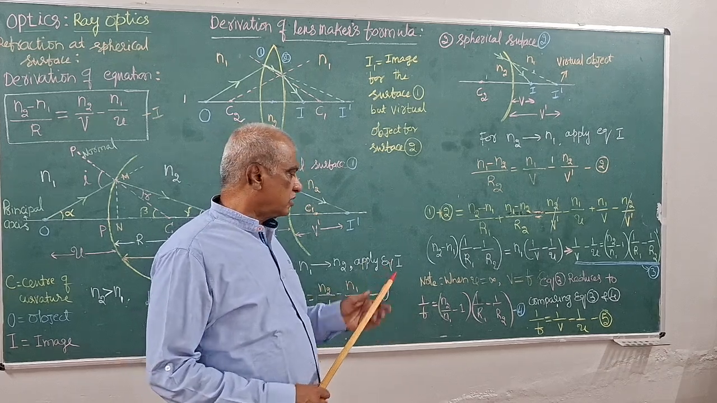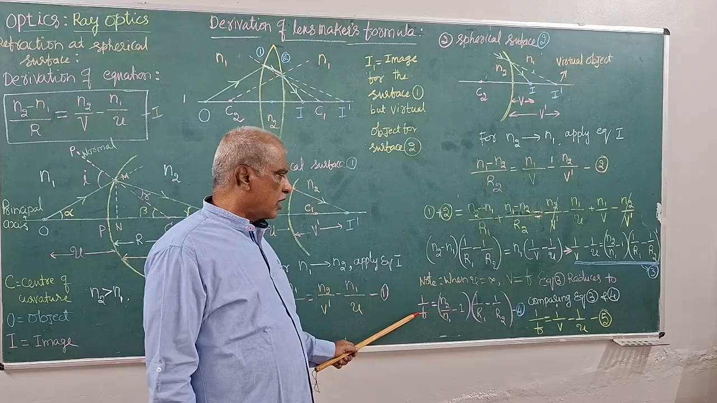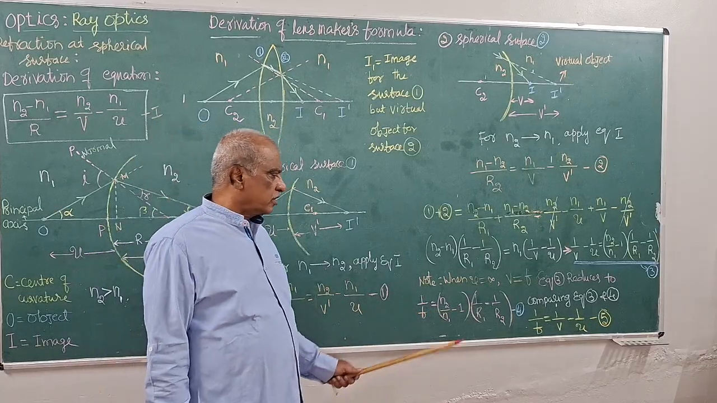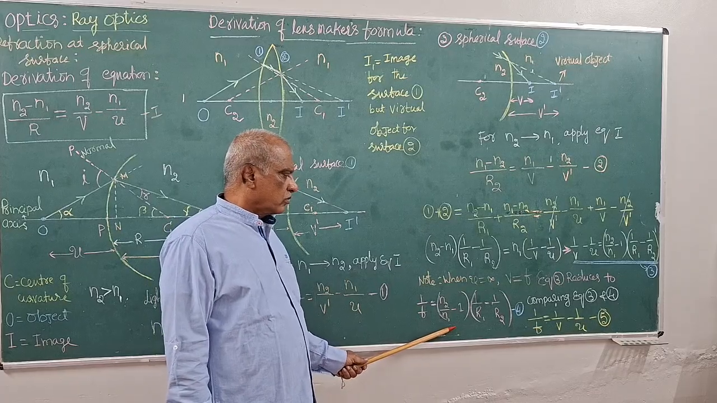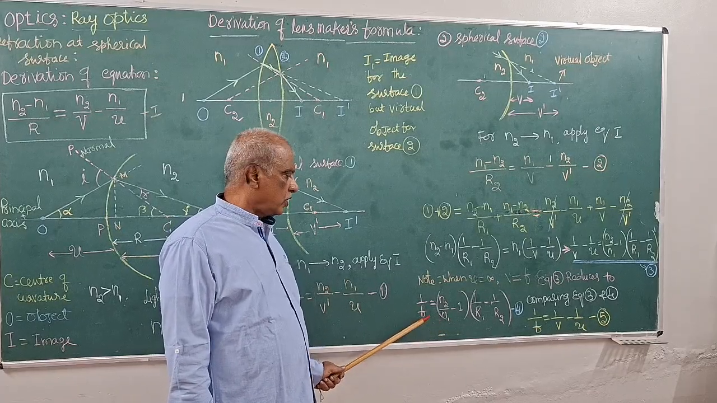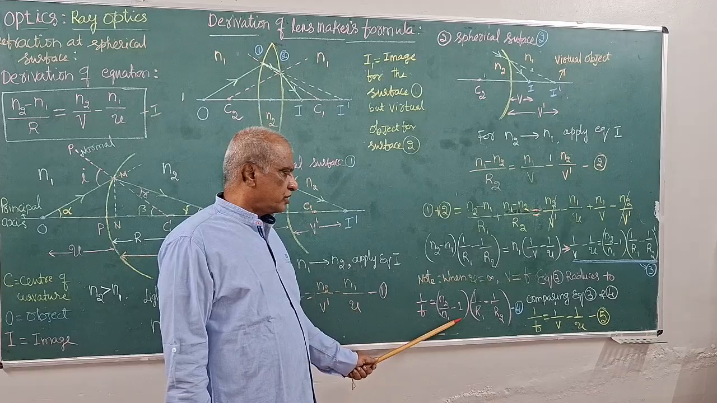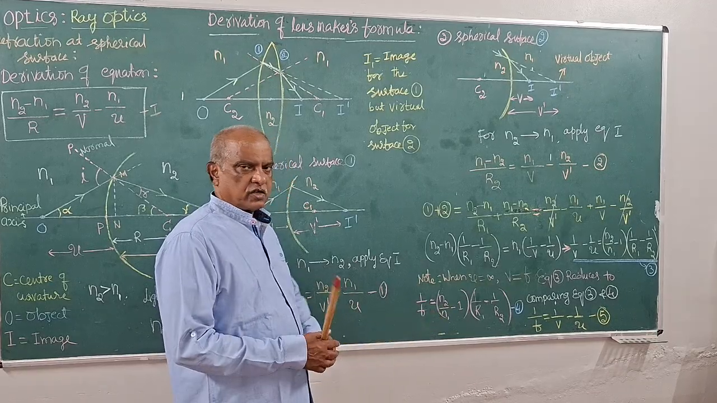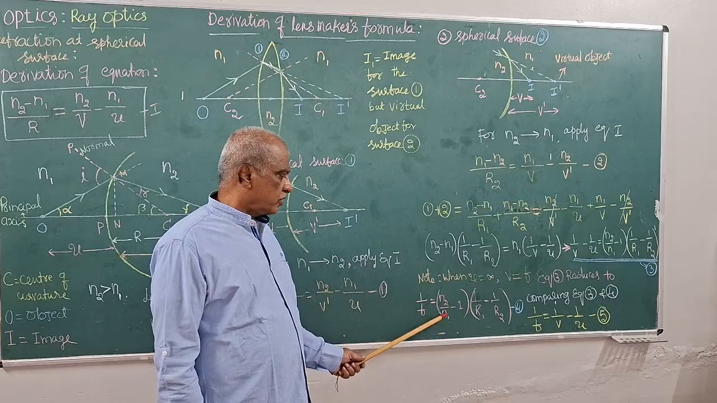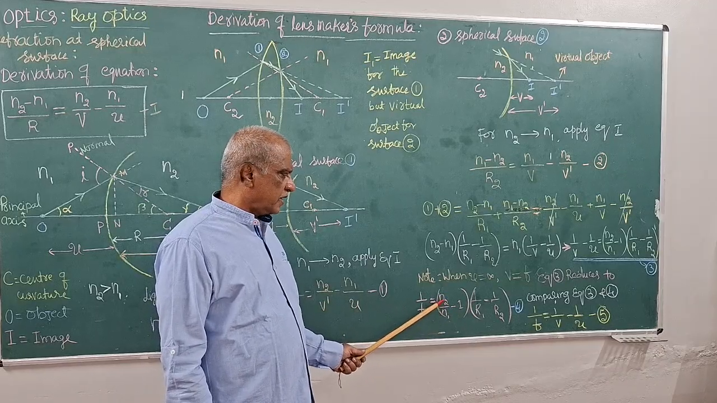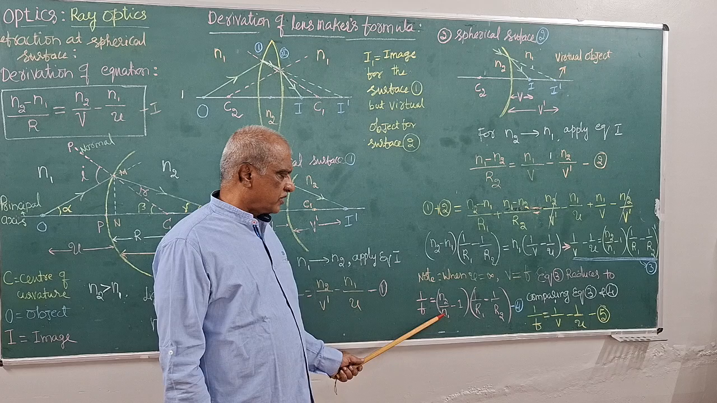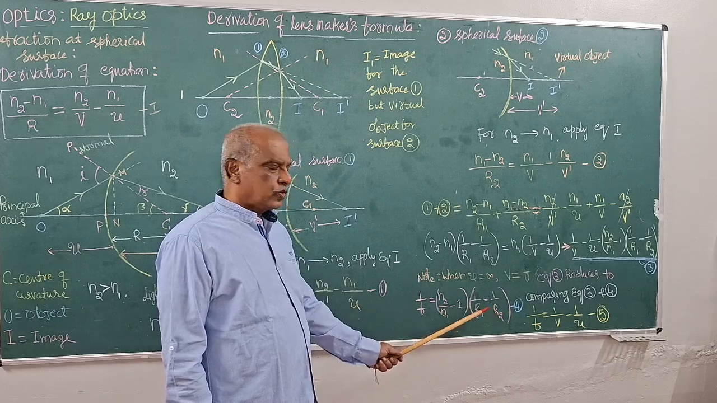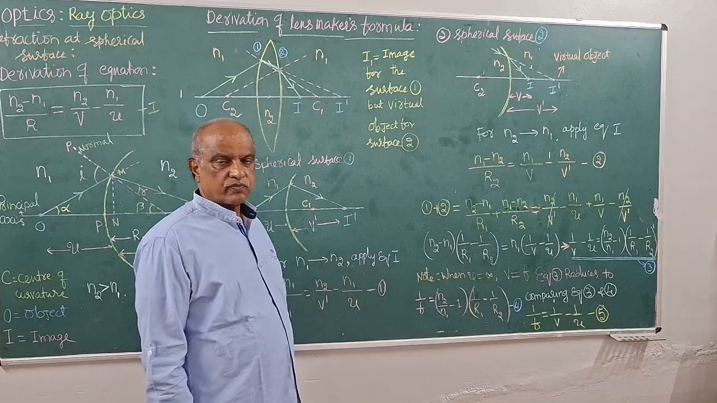To get the desirable value of focal length of a lens, we need to calculate using the formula. It requires computation of the values using this equation. In the equation, f is a function of the refractive index of the lens, the refractive index of the surroundings, and the radii of curvature of the two spherical surfaces.